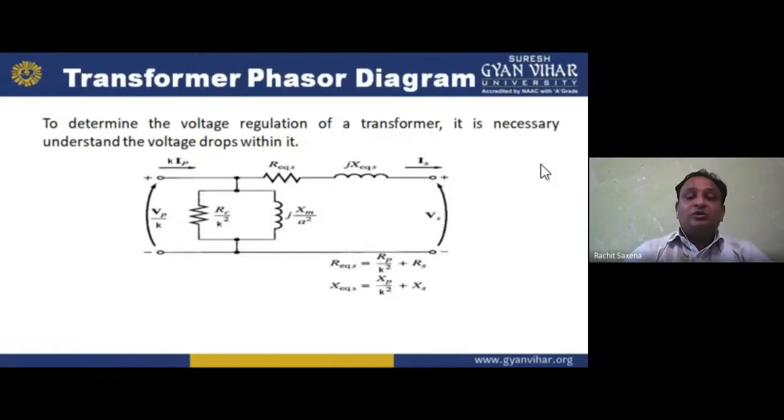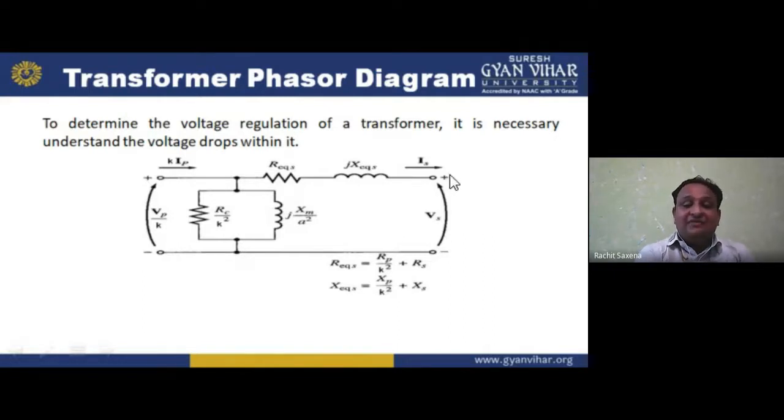To determine the voltage regulation of a transformer, it is necessary to understand the voltage drop within. Now see here. This is the primary side, and we have the equivalent circuit which combines both sides. If I'm combining with the primary, we have to divide by the transformation ratio, that is key. So here we have Vp by K, and the current K Ip, and Rc, the resistance upon K square, and jXm upon K square, and R equivalent, X equivalent, and that is your secondary current.